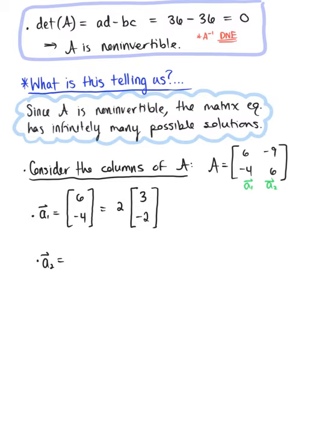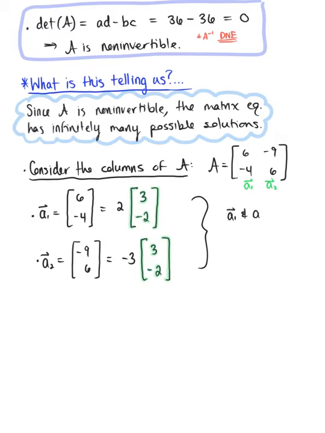Now what about column vector a sub 2? So vector a sub 2 is negative 9, 6. Now here, keeping our first column vector in mind, what happens if we pull out a scalar multiple of, say, negative 3? What does this leave us with? Well, we're left with the vector 3, negative 2. So what are we observing here? We're observing that vector a sub 1 and vector a sub 2 are scalar multiples of each other.